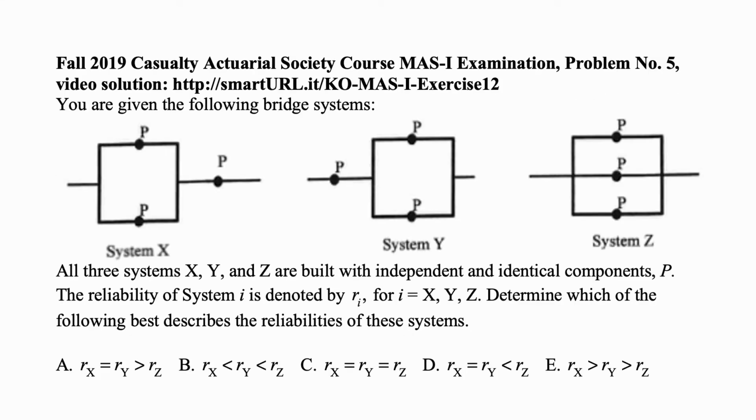Here's a problem for today for exam MAS1 of the Casualty Actuarial Society, Modern Actuarial Statistics 1. You are given the following bridge systems: System X, System Y, and System Z. All three systems X, Y, and Z are built with independent and identical components P. The reliability of System I is denoted by Ri for I equal to X, Y, Z. Determine which of the following best describes the reliabilities of these systems, and we need to figure out the relationship of the reliabilities of the three.